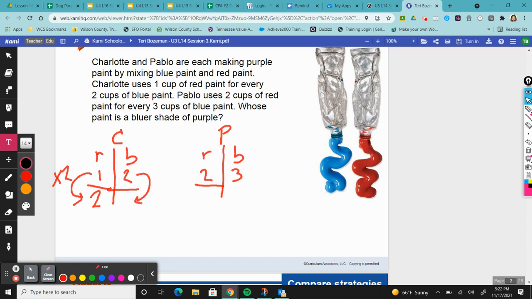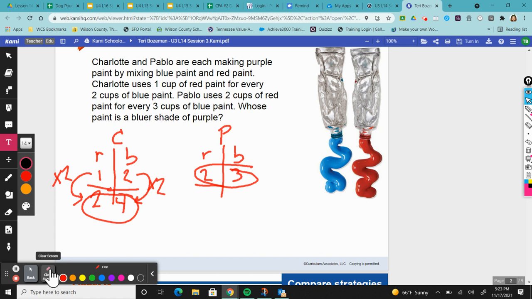So 2 times 2 is 4. So now I'm comparing 2 to 3 to 2 to 4. So who has more blue in their purple paint? Charlotte, right? So we would write Charlotte's paint is a bluer shade of purple.